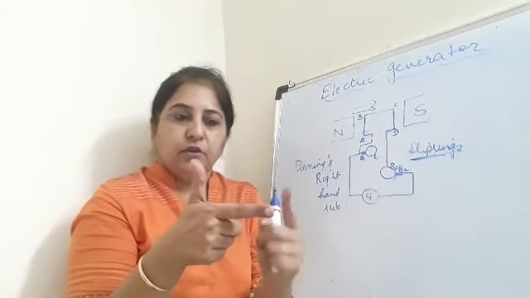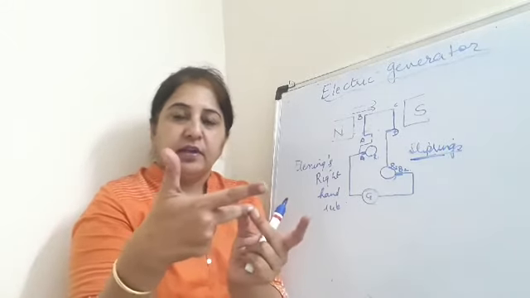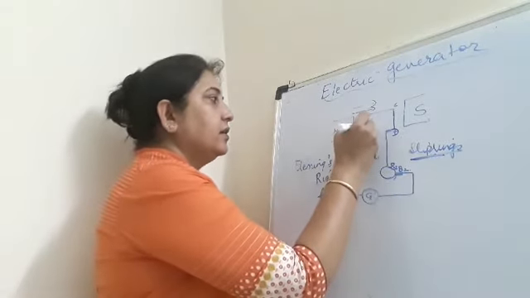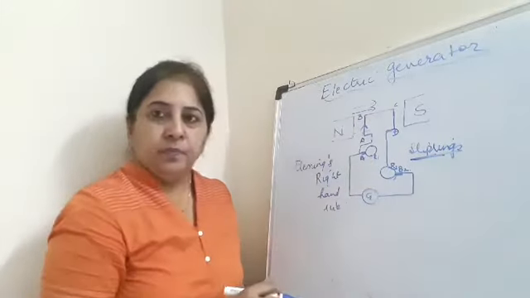This is the direction of the magnetic field, and therefore the center finger will show you the direction of the current, and therefore it will be inward, or here we can show that it is upward. Okay, on the board we have to show it in the upward direction.